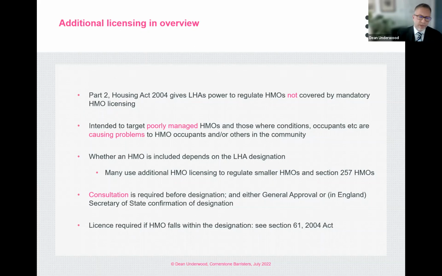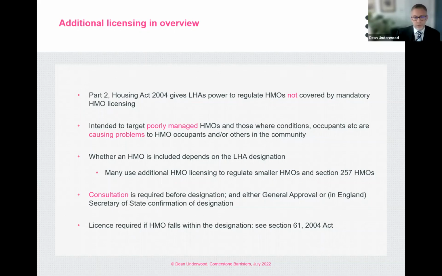The material distinction between additional HMO licensing and mandatory licensing is that, of course, additional licensing will depend upon the designation of an area by the local housing authority, as indeed will the type and number of HMOs that are covered by the designation. Whereas the description of HMOs covered by mandatory licensing depends upon the statutory prescription of HMOs. Here, for additional licensing, it will depend upon the local authority's own description of the HMOs that are covered.